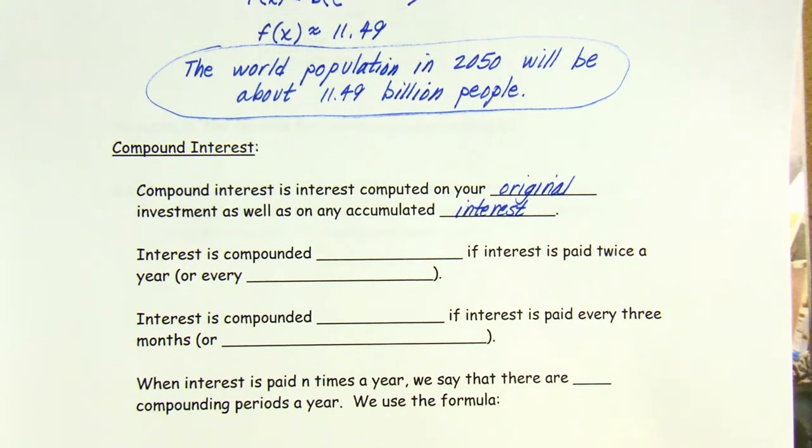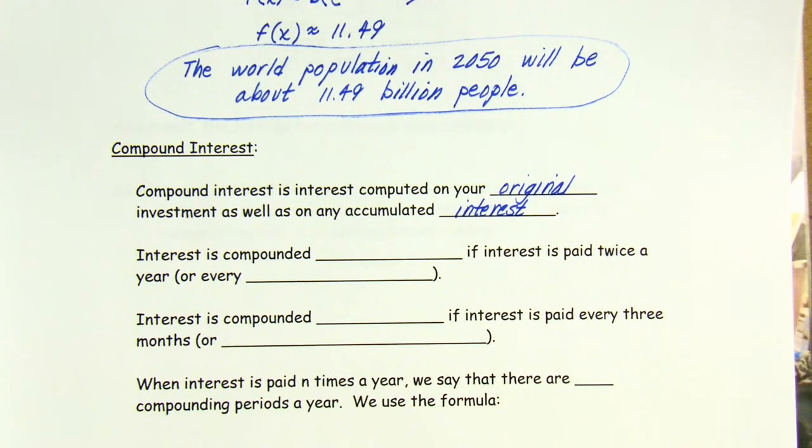Sometimes you have investments that send you interest payments, but sometimes you could have an investment where you keep the interest in with your investment, and then the following month they give you interest on top of that interest. So we say compound interest.